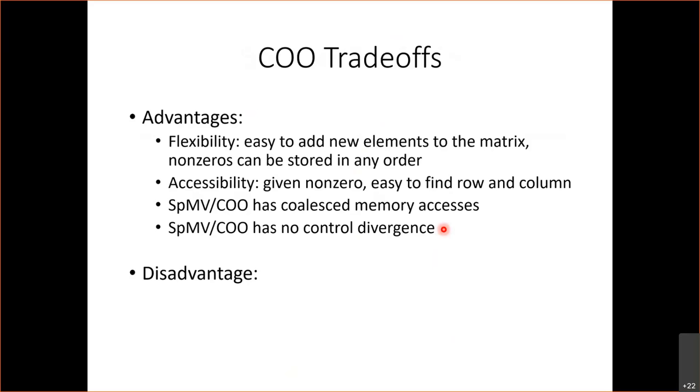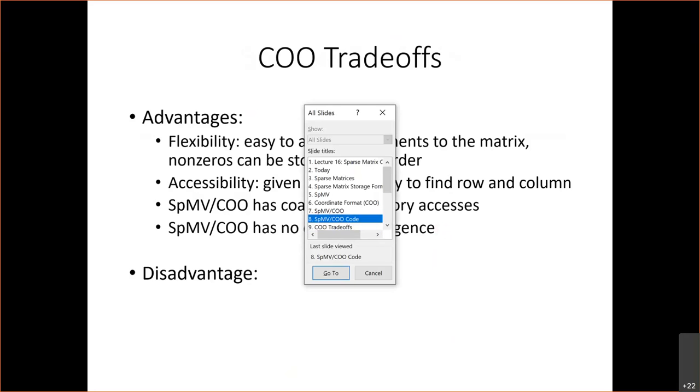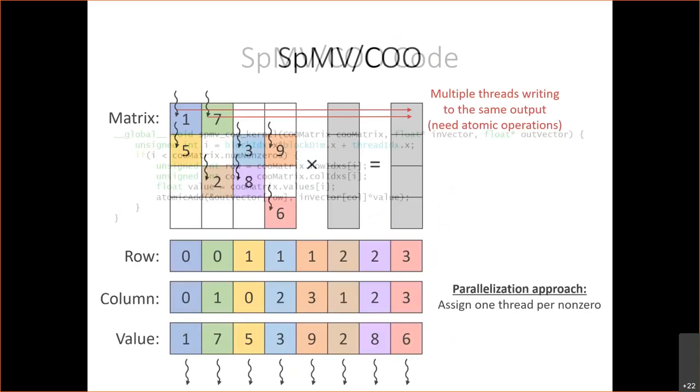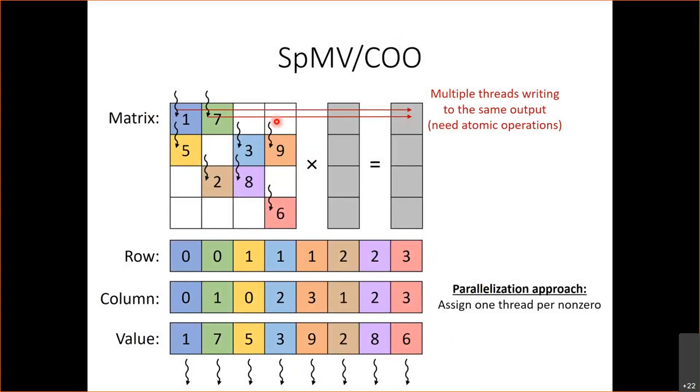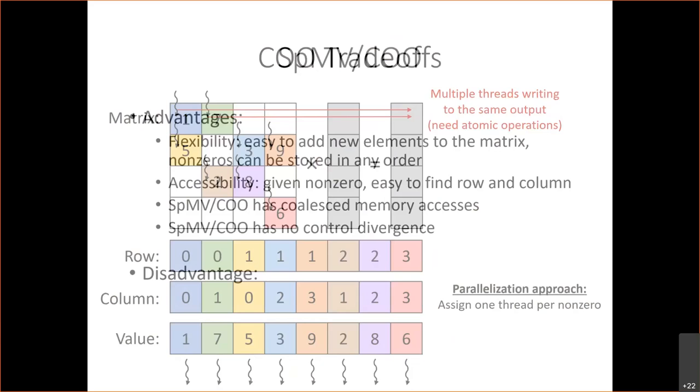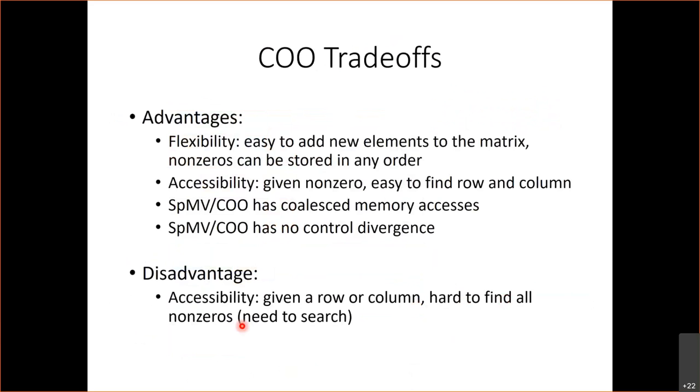Right, exactly. So we said that if you want to go through all the elements of a single row, we said, hey, why don't we try to parallelize by assigning a thread to every output element and having that thread compute the input rows? Well, we weren't able to do that because it's not easy for us to find all the non-zeros for a particular row. So if we look at accessibility, given a row or a column, it's hard for us to find all the non-zeros. We need to perform a search. Okay, and the other disadvantage is that because we cannot do this, we have to use atomic operations.